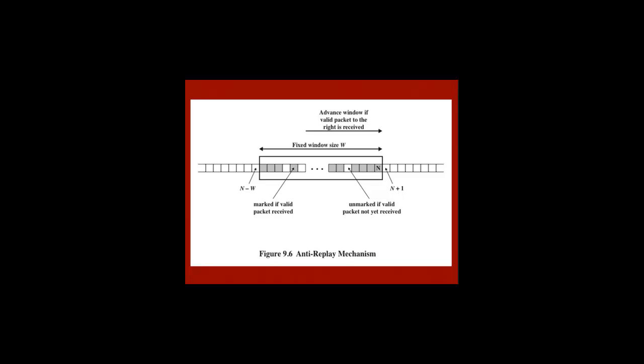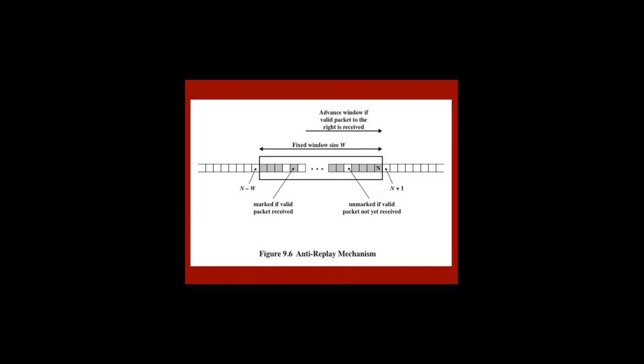First, we discuss sequence number generation by the sender, and then we look at how it's processed by the recipient. So when an SA is established, the sender initializes a sequence number counter to 0, and each time a packet is sent, it's incremented.